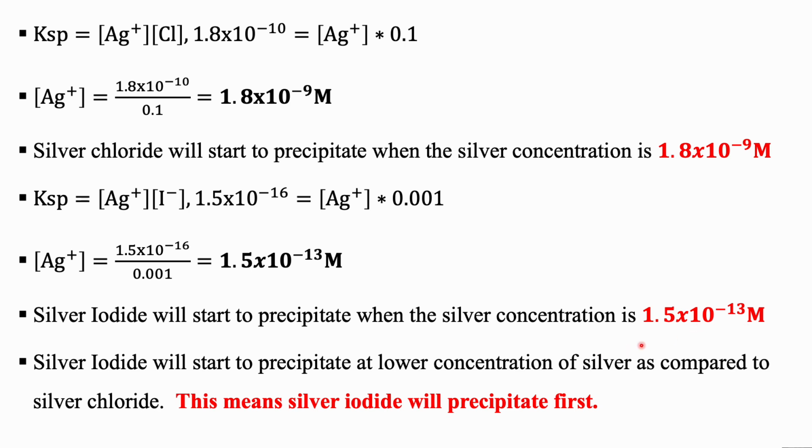So if you compare the two values, this one and this one, you can see that this one is less than this one. Which means that silver iodide will start to precipitate at a lower concentration as compared to silver chloride. So even if you compare the concentration of silver at which the two compounds start to precipitate, you can see that silver iodide is the one which will form a precipitate first, because it requires a lower concentration of silver to precipitate as compared to silver chloride.